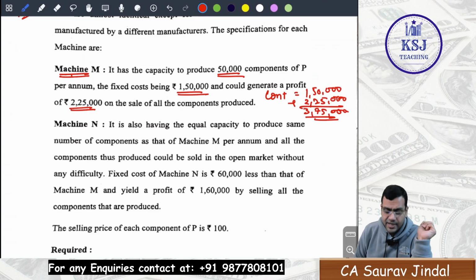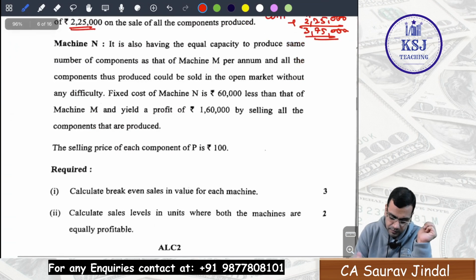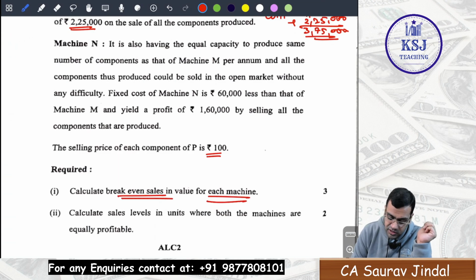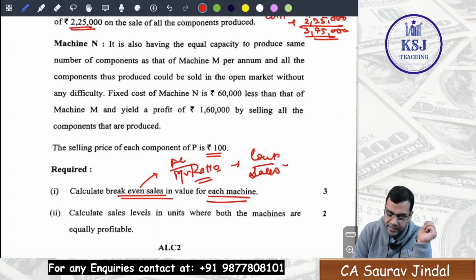Similarly for machine N, it is given to you. Selling price is given to you. Calculate the break-even sales in value for each of the machines. For value, what do you need? Fixed cost divided by PV ratio. For PV ratio, what do you need? Contribution divided by sales into 100. The selling price is given to you.